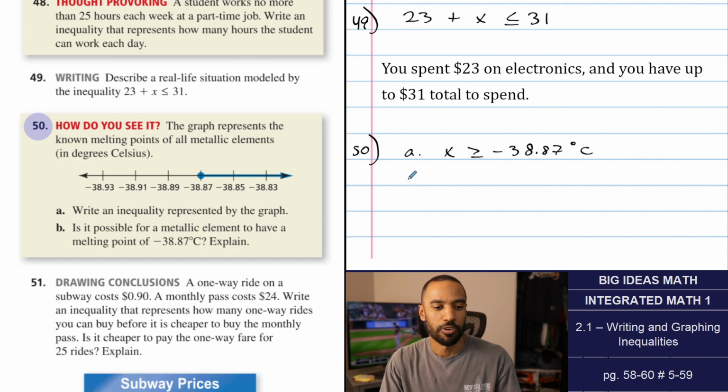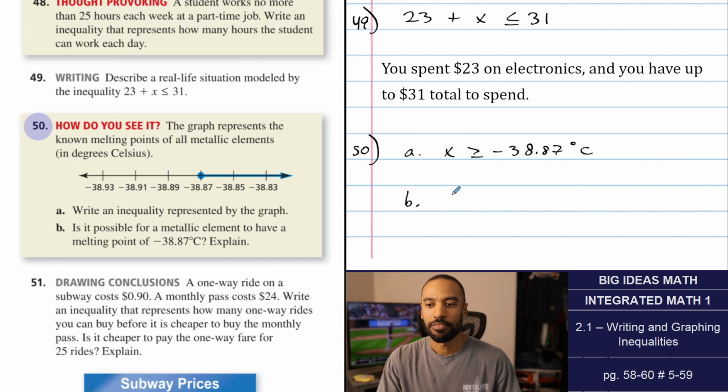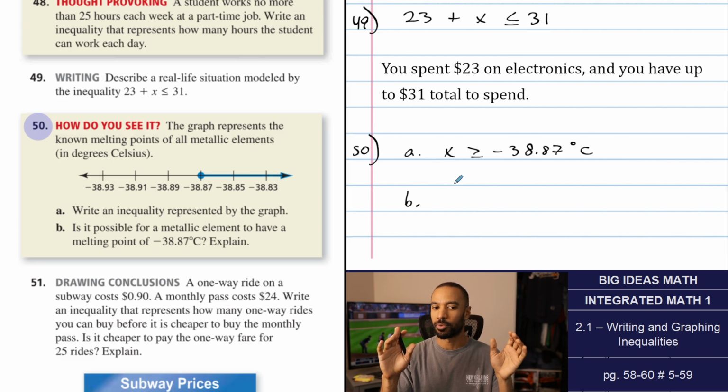Part B, is it possible for a metallic element to have a melting point of negative 38.87 degrees? Explain. Now, if they asked that without context showing the number line, I would have said no.